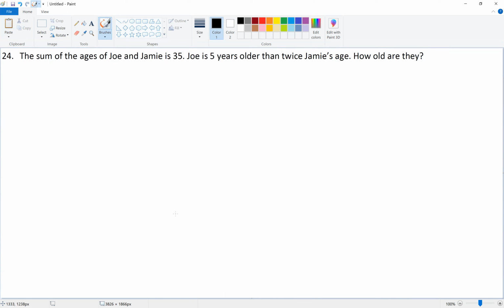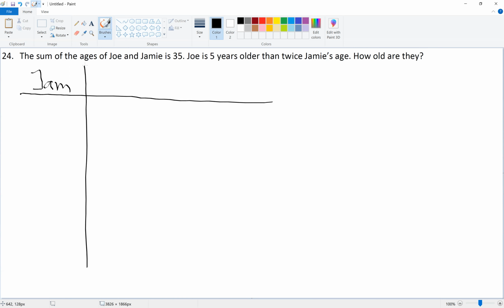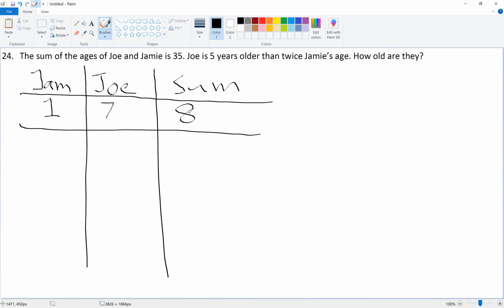24, Nandini. So what I did was a chart with Jamie first, then Joe, and then the total. So first I started out with 1. So 1 times 2 plus 5 would be Joe's age. What is it? 7. So what is the sum? 8. So it can't be that.